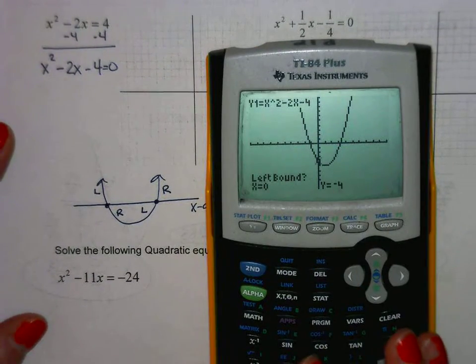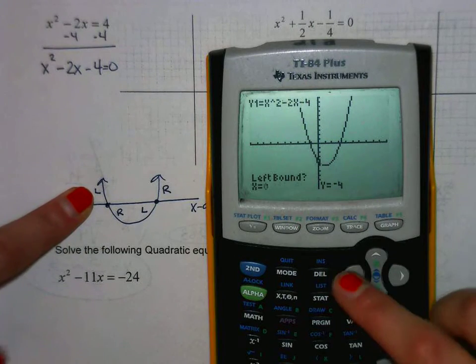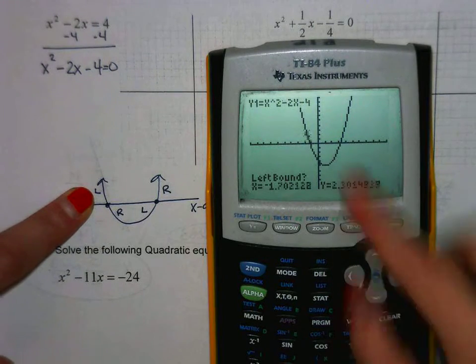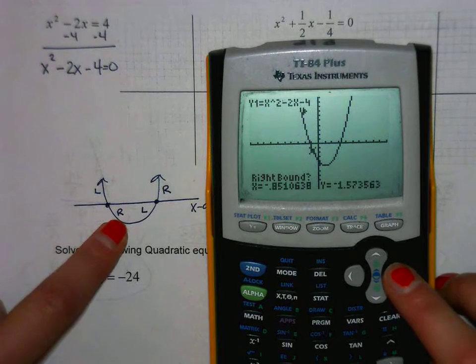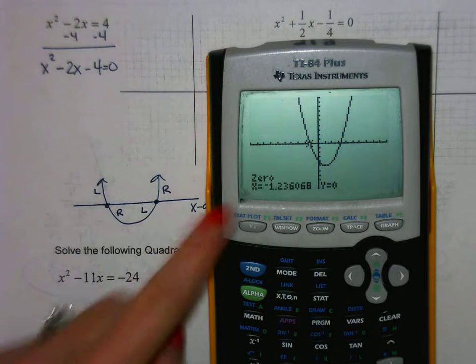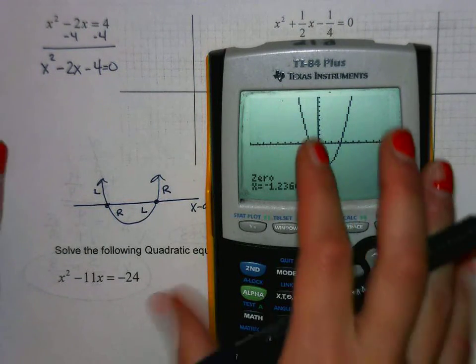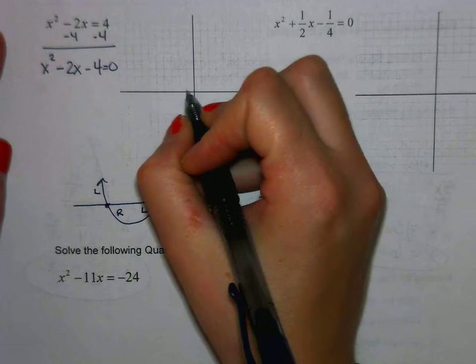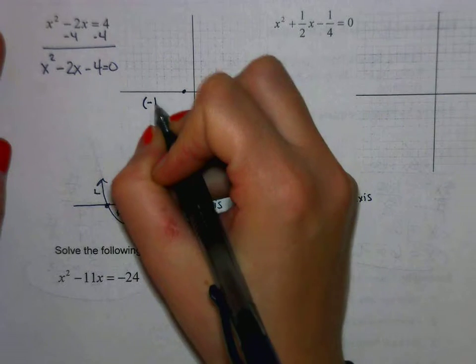So looking at this, we know to find our left bound, we need to be above our point. So here's my left bound, so I'm going to hit enter. My right bound is below. Hit enter again. Guess. Now it tells me my 0 is at negative 1.24. So negative 1.24 is about in here. So I'm going to plot that point. So I know one of my solutions is x equals negative 1.24.